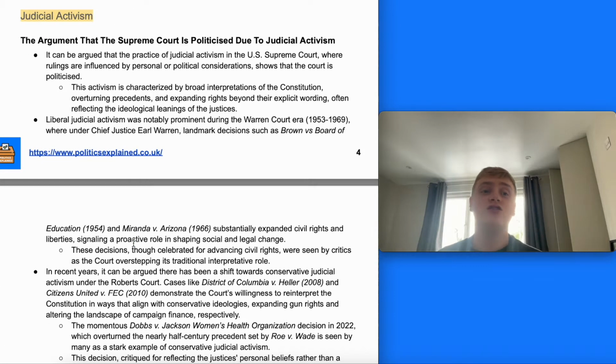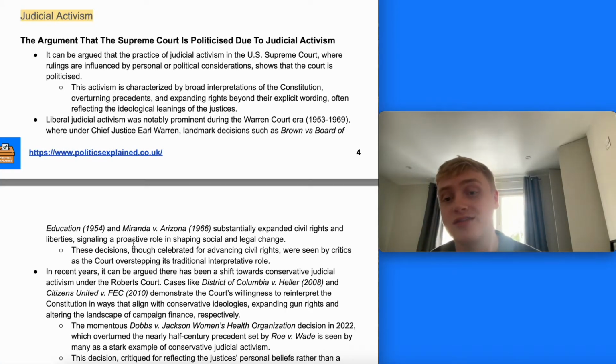In terms of judicial activism, there's one key argument that judicial activism means that the Supreme Court is too politicised. It can be argued that many Supreme Court justices act based on judicial activism, where their rulings are influenced by personal or political considerations rather than simply judicial ones, showing that the court is politicised.